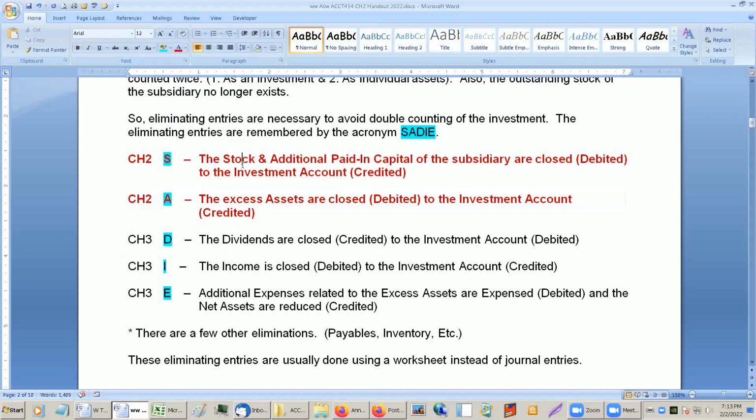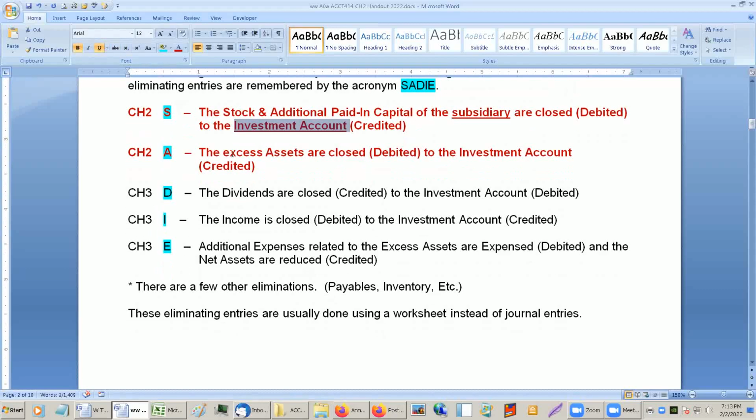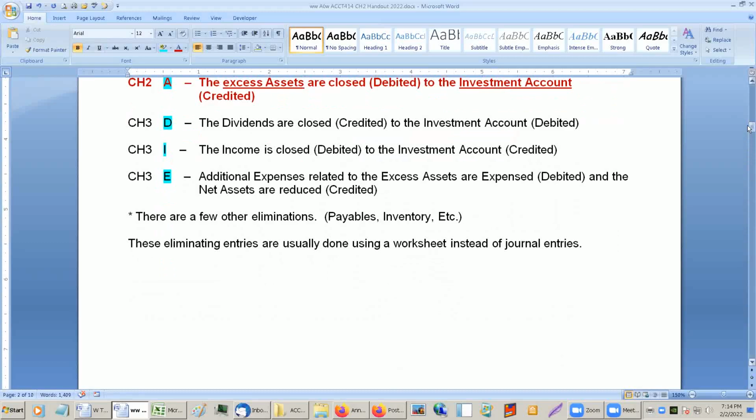Next week, we'll start in chapter 3. But we're going to have the stock and additional paid in capital of the subsidiary closed to the investment account. The excess assets are closed to the investment account. So we're going to work on these two today, and hopefully it'll make sense. Okay.